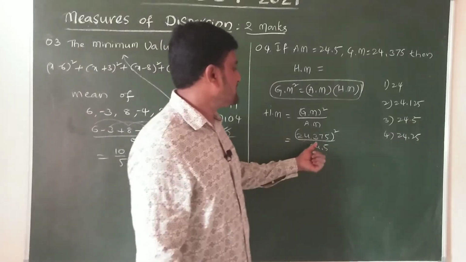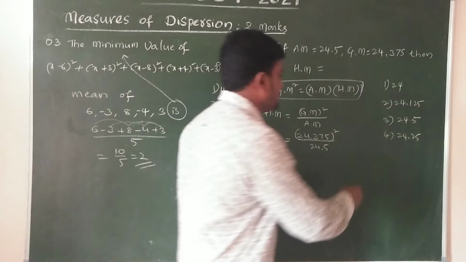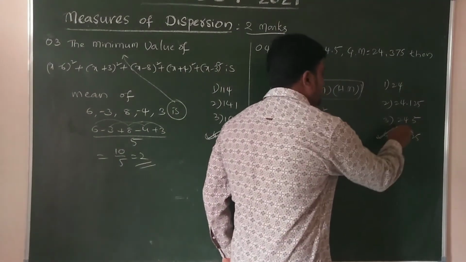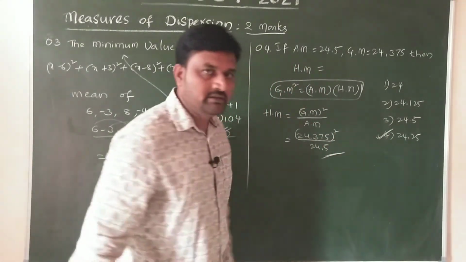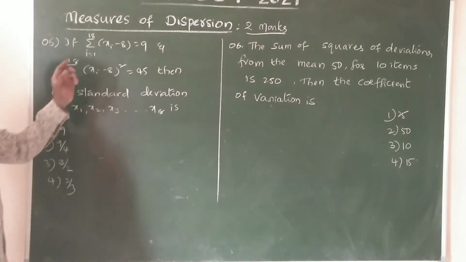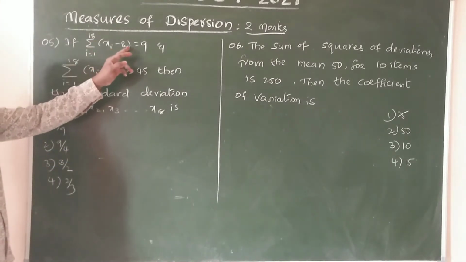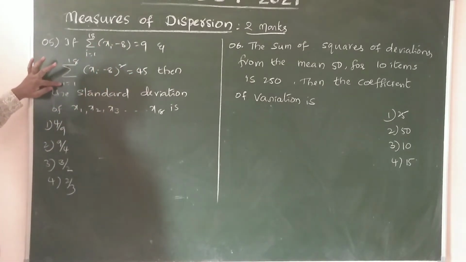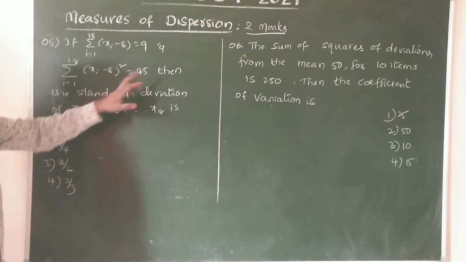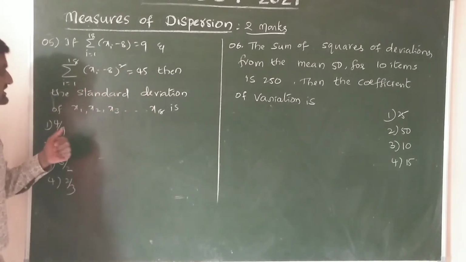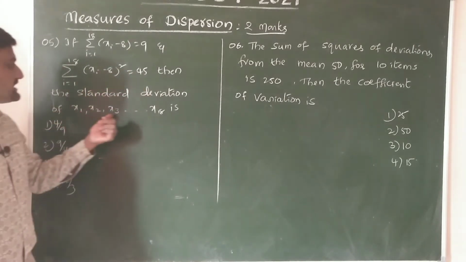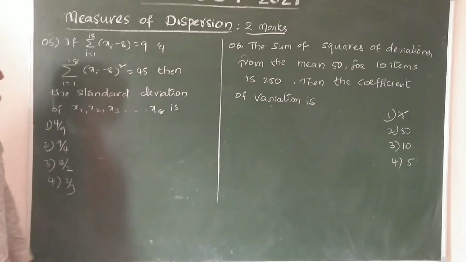After simplification we will get the maximum, we will get this one, the fourth one. Okay, now please check it. The problem is: summation i equals 1 to 18, (xi minus 8) equals 9, and summation i equals 1 to 18, (xi minus 8) whole square equals 45. Then the standard deviation of x1, x2, x3 and so on up to x18 is, okay.